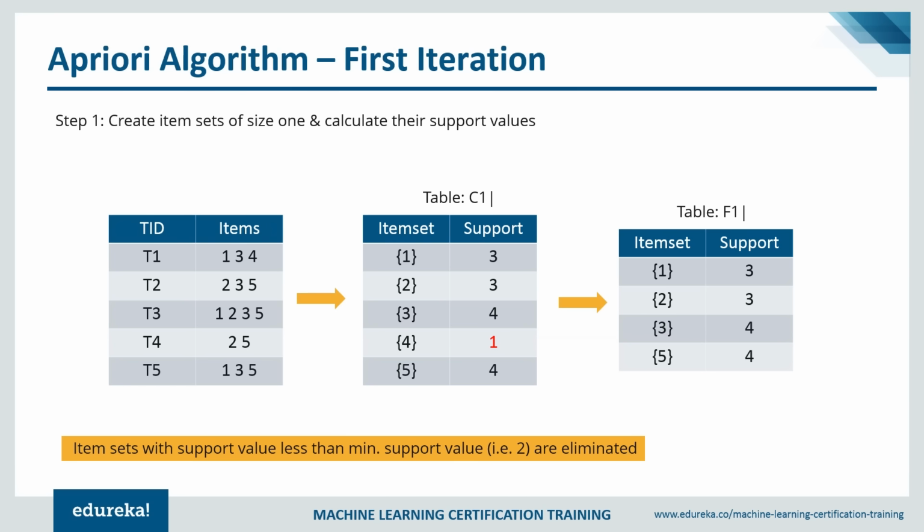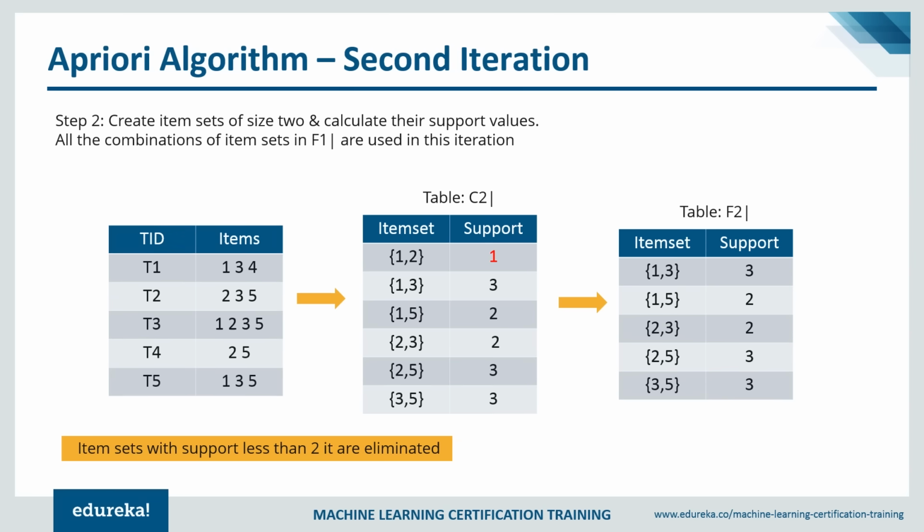Similarly, if we have a look at the item set, the single item 3 has a support of 4. It appears in T1, T2, T3, and T5. But if we have a look at the item set 4, it only appears in transaction 1, so its support value is 1. Now, the item sets with a support value less than the minimum support value, that is 2, have to be eliminated. So the final table, which is table F1, has 1, 2, 3, and 5. It does not contain the 4.